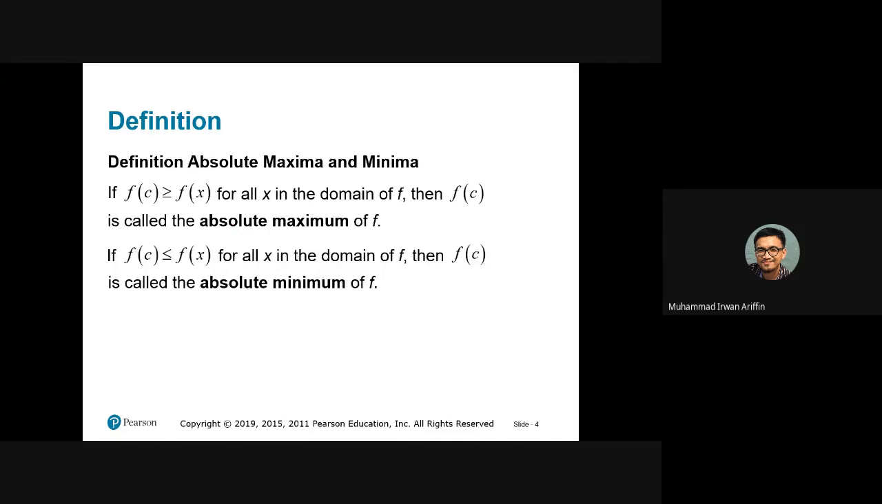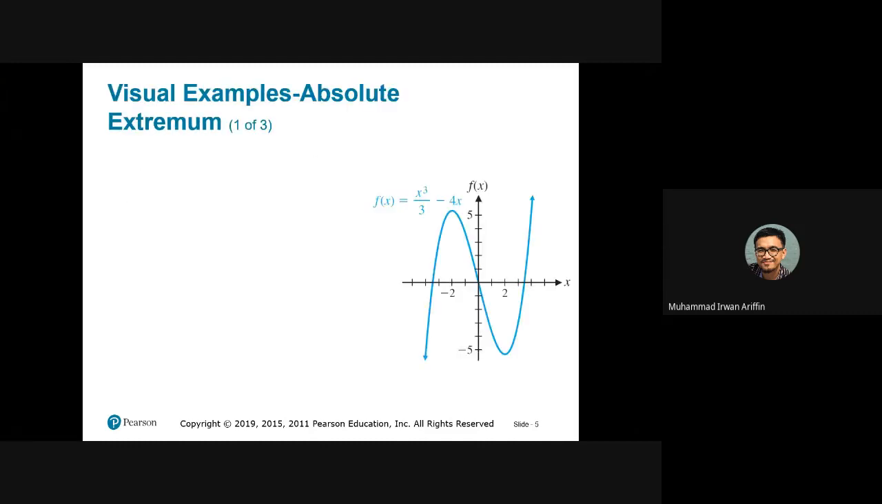And similarly, the opposite is true. If f of c is lower than or equal to f of x for all other x's within the domain of f, then f of c would be the absolute minimum of f. An absolute maximum or absolute minimum is called an absolute extremum. Now, this is just to visualize an example of absolute extremum.